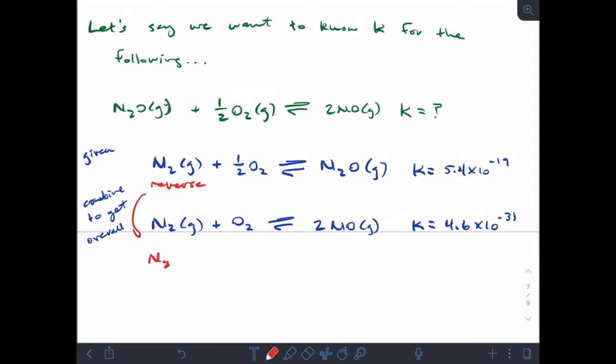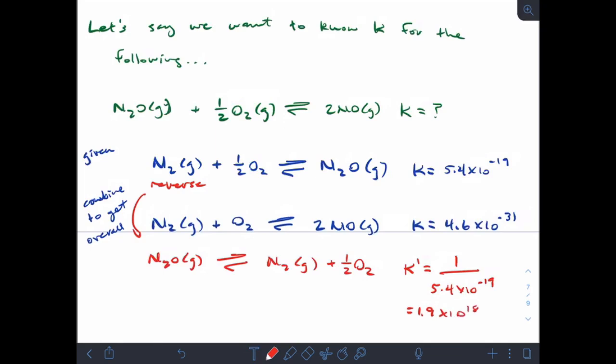Okay, so I'll have N2O gas with N2 plus 1/2 O2. Okay, and since I've reversed it, now I need to invert the K for that reaction. One over the 5.4 times 10 to the minus 19, which will equal, looks like 1.9 times 10 to the 18.